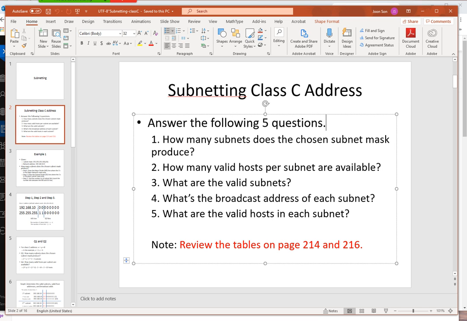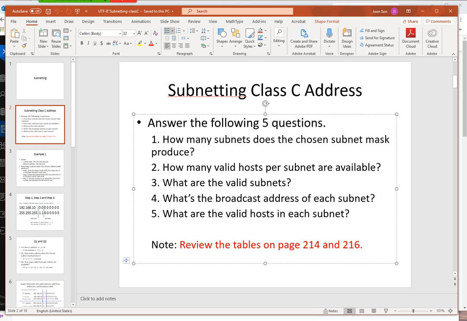And then number 3, what are the valid subnets? And then number 4, what is the broadcast address for each subnet? And number 5, what are the valid hosts in each subnet? Okay, so now let's take a look at, I'm going to use the analogy that I used previously.